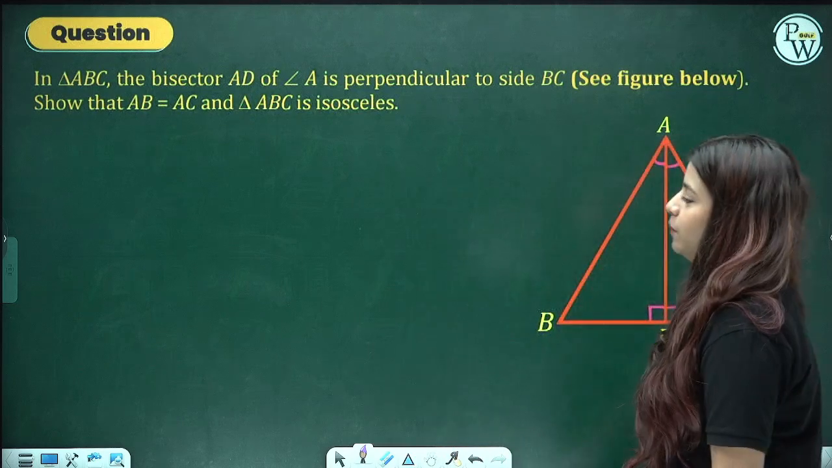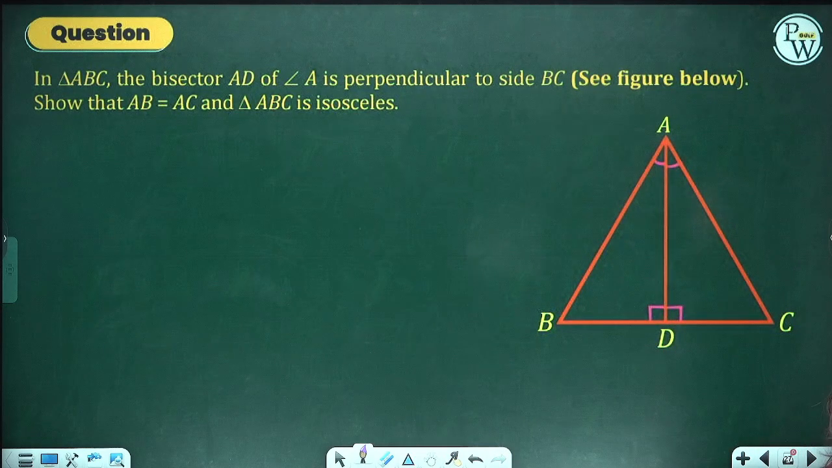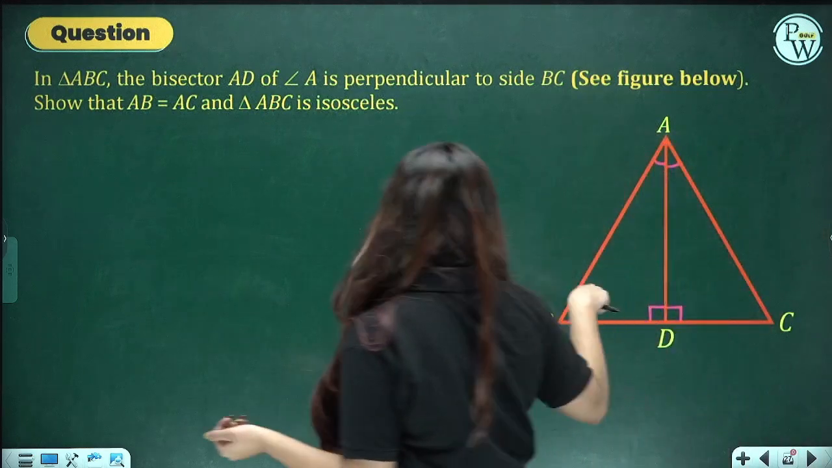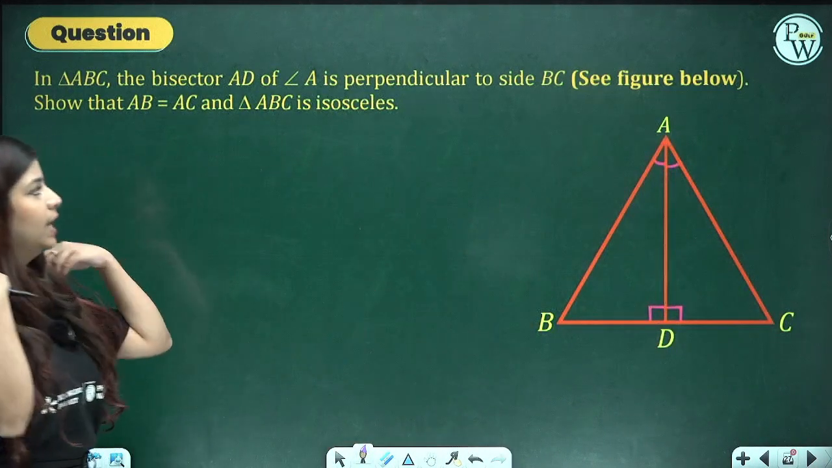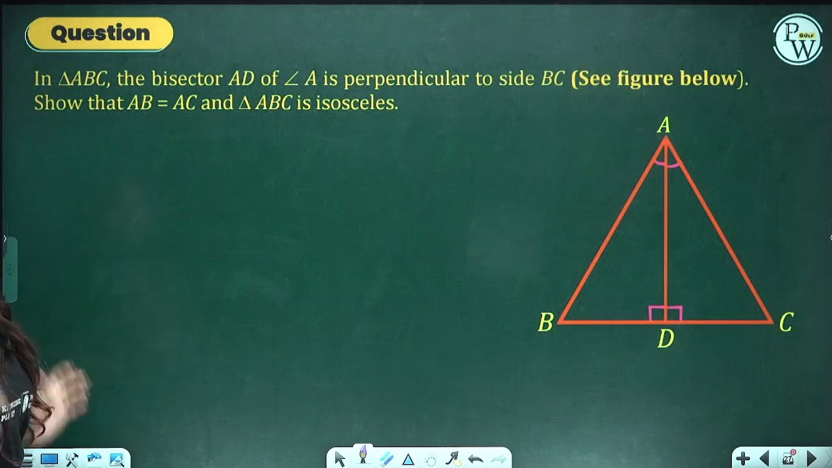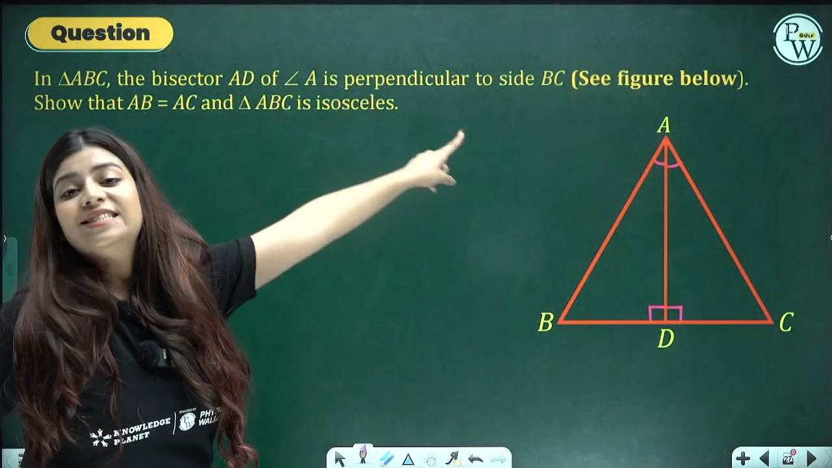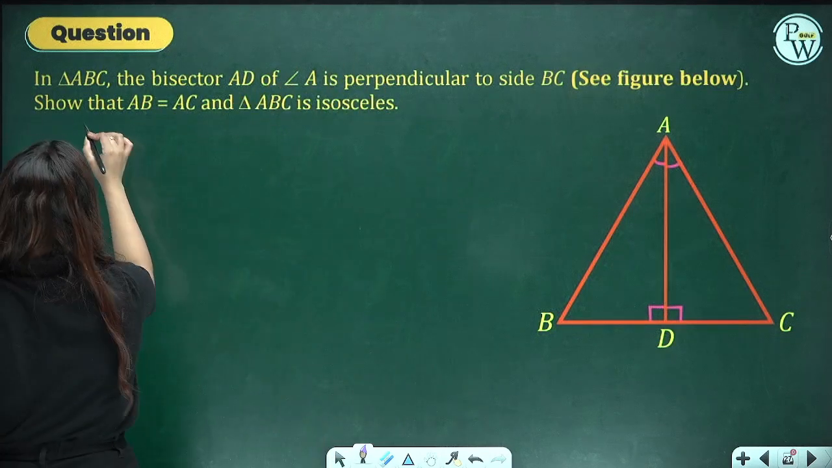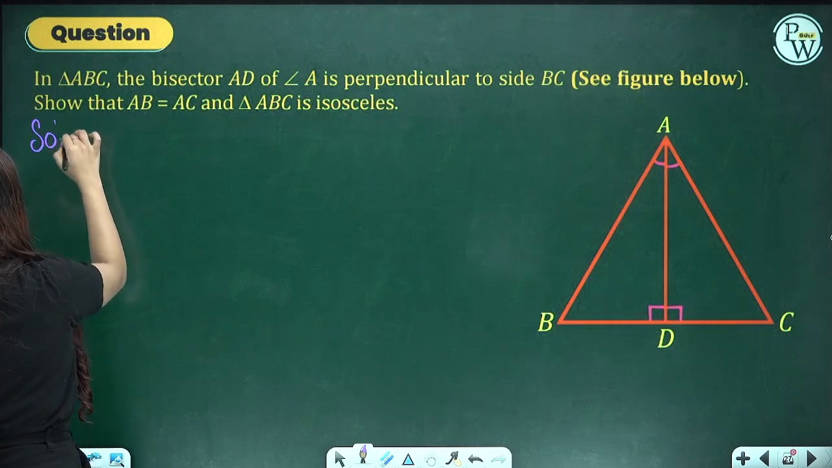In triangle ABC, the bisector AD of angle A is perpendicular to side BC. Show that AB is equal to AC. That is ABC. Of course, if I show that AB is equal to AC, I will be showing that it is an isosceles triangle. First of all, let's see what is given. AD is the bisector of angle A. Let us write down what is given to us in the question.